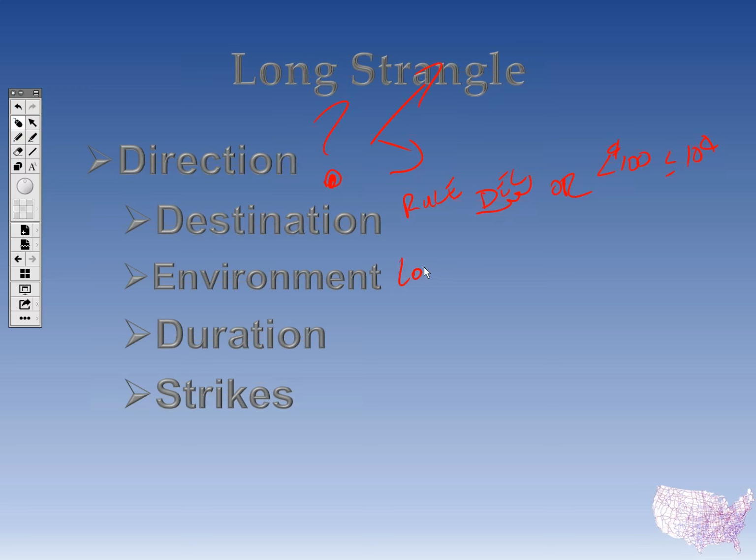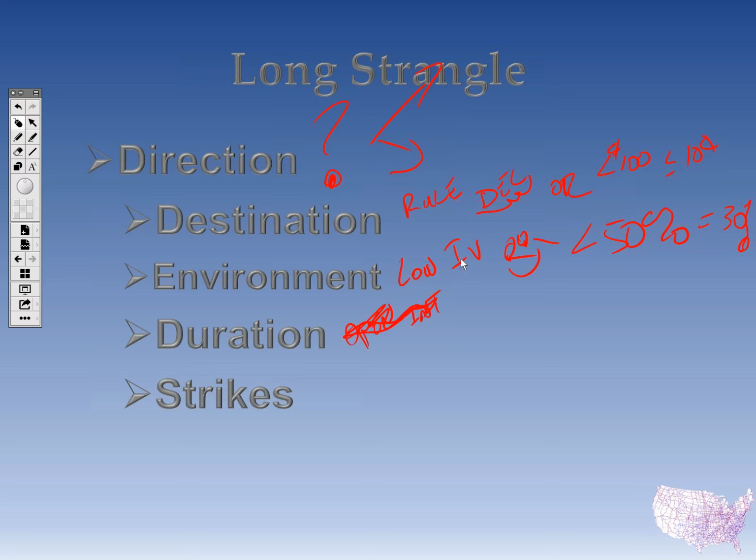The environment, we want low implied volatility. And there, we're going to be looking for less than 50%, which is what we got, all right? Because ours is equal to 30. All right, our destination means that there's a lot of open interest, right? So we're looking at open interest. Oh, our duration. I was thinking destination there.